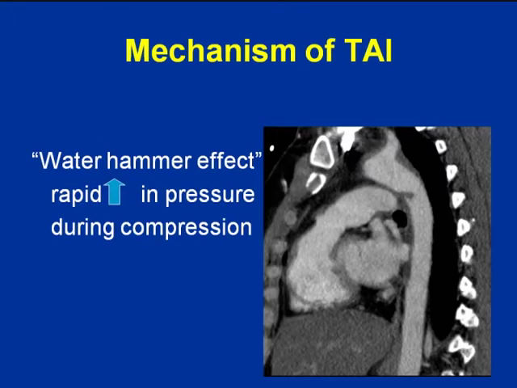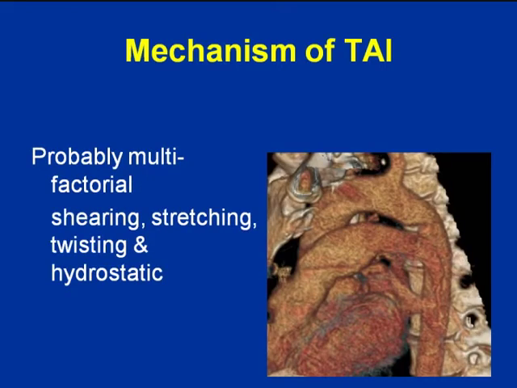The third etiology that I found in the literature is this thing called a water hammer effect. And what that is, is a rapid increase in pressure during compression when the chest wall goes against the steering wheel. And this is another sagittal reformatted image, again showing an intimal tear and a disruption of the aorta at the level of the isthmus, which is the most common location. This is a surface volume rendered image, again showing a very similar location of an aortic disruption. When I look at all the cases and review the literature, I don't think there's really one key etiology of traumatic aortic injury, but most cases are likely multifactorial, including some degree of shearing, stretching, twisting, and hydrostatic pressure.